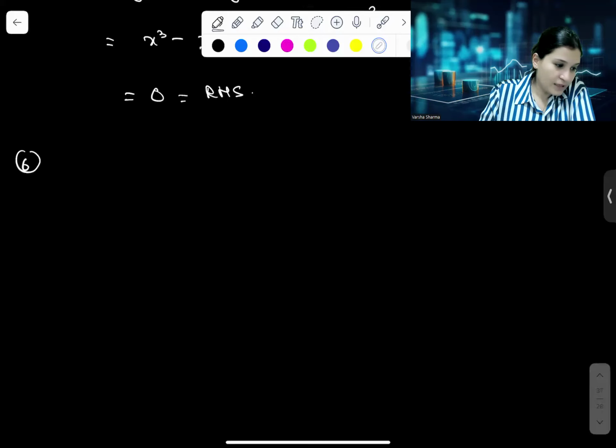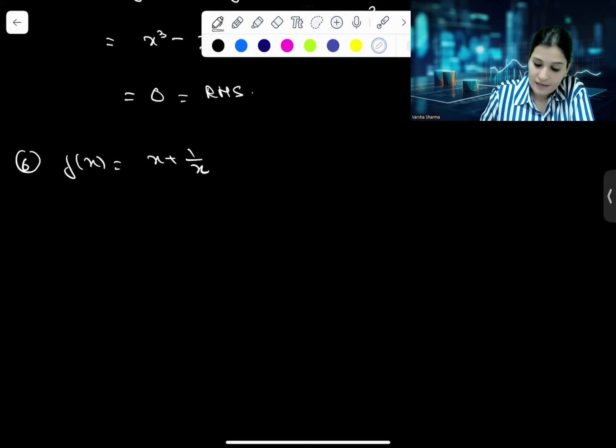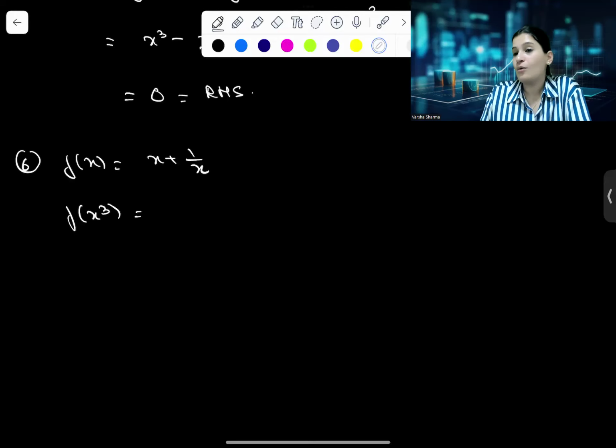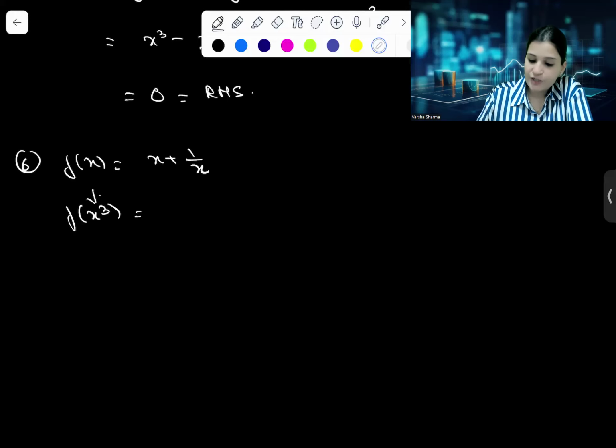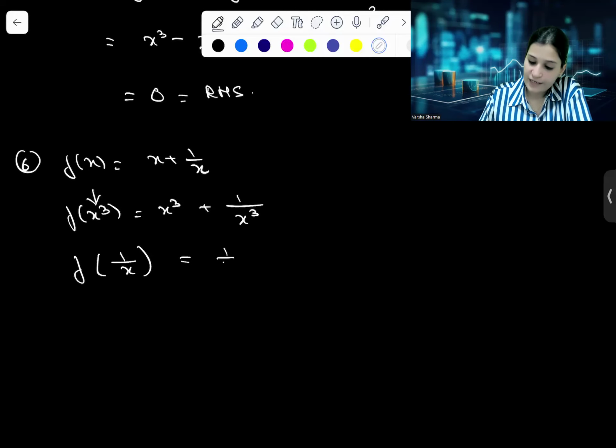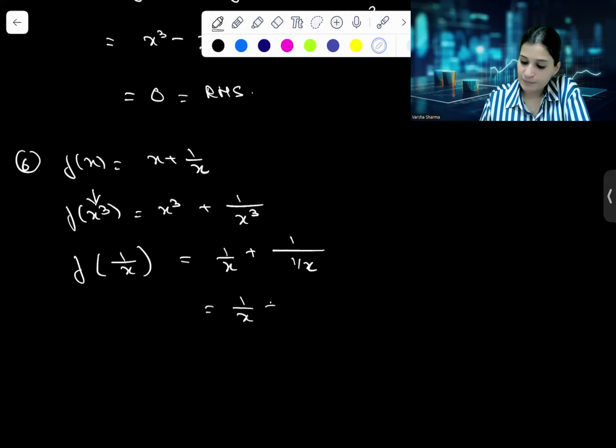6. f of x is x plus 1 by x. f of x cube: instead of x, replace x cube. Whatever is written in the bracket, substitute instead of x. So we'll substitute x cube plus 1 upon x cube. Then we have f of 1 by x. Instead of x, replace 1 by x. So 1 by x plus x. Now LHS: f of x whole cube.